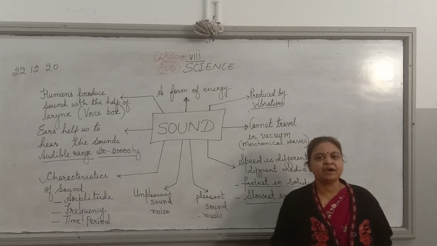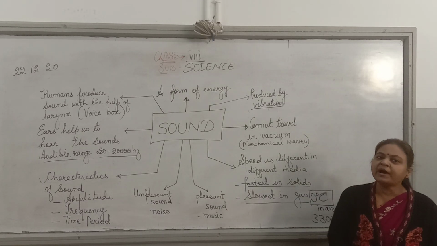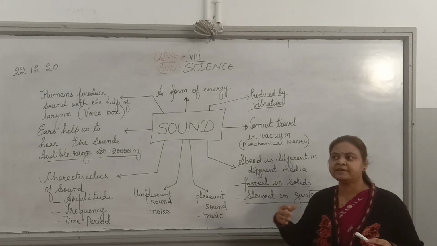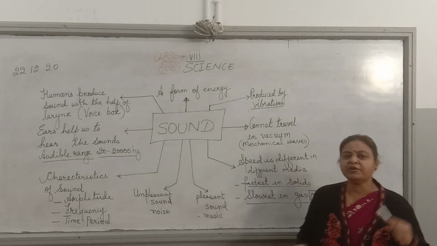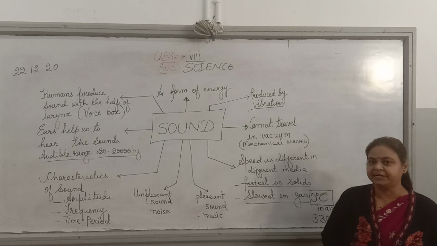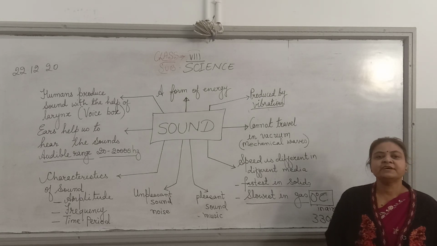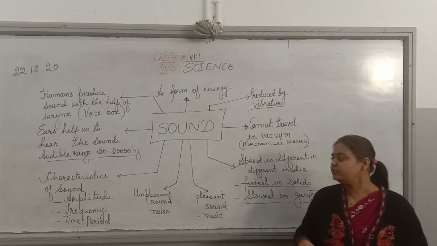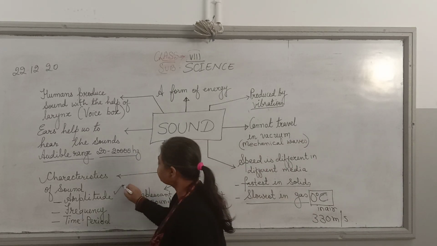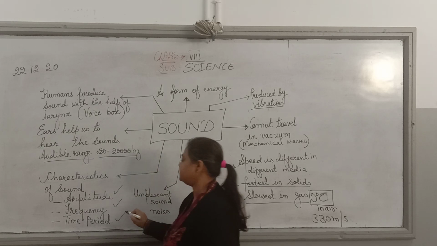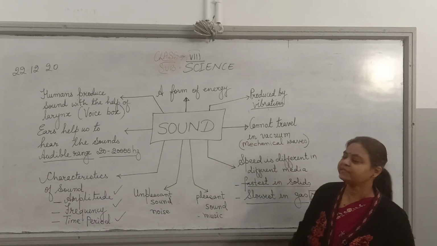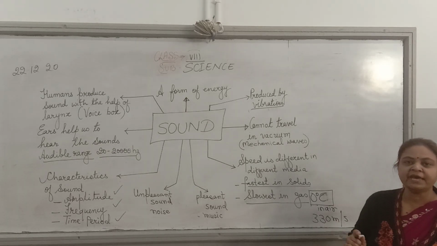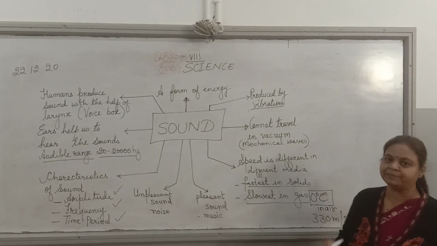Now, as I said, how are you able to identify different sounds, whether it's a sitar or tabla? We can easily identify that because of the different characteristics of sound. There are three important characteristics of sound: amplitude, frequency and time period. Now this amplitude, frequency and time period we can understand with the help of a simple pendulum.